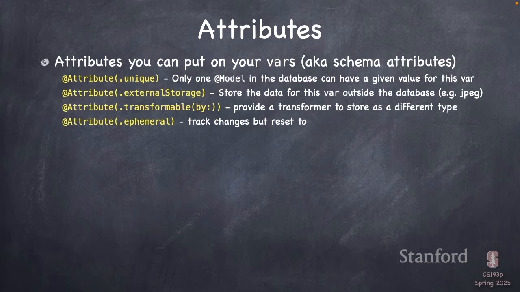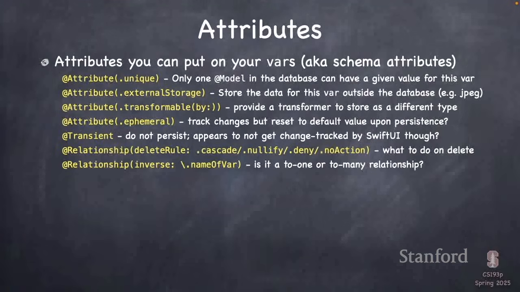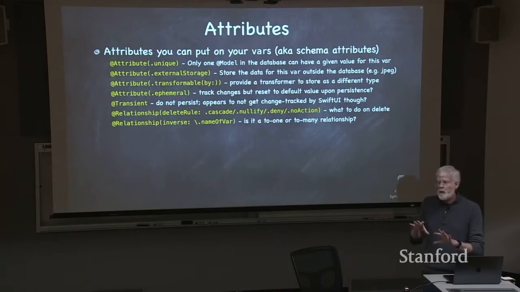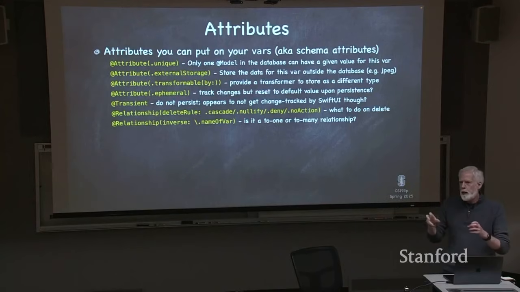Now, speaking of this @Attribute thing, what is that? Well, all your vars in your @Model can be marked with one of these little things right here. It just goes right before the var. If you have var name something, you can put @Attribute in front of it or whatever. These are called schema attributes. A schema, does everyone know what the word schema means? That's basically just describing the data structure of your database. That's its schema. And so these are attributes of the schema.